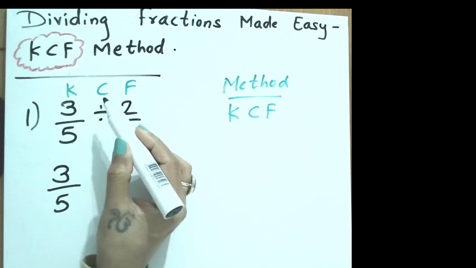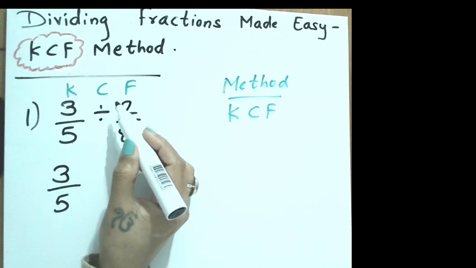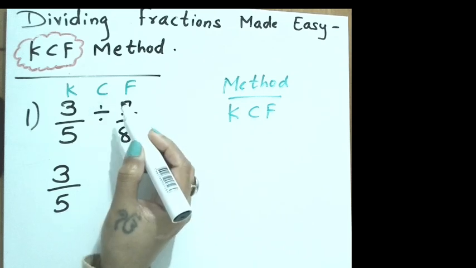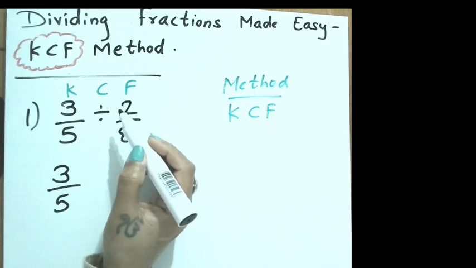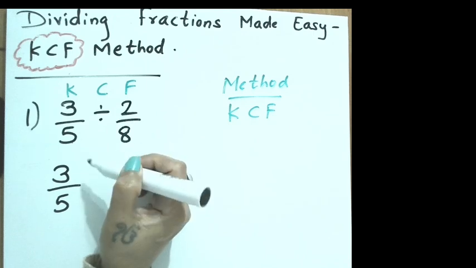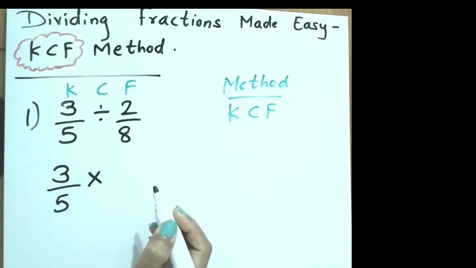C means change the sign. So you have to change it. What's the opposite of divide? The opposite of divide is multiply. So you're going to put multiply here. You will put the times.